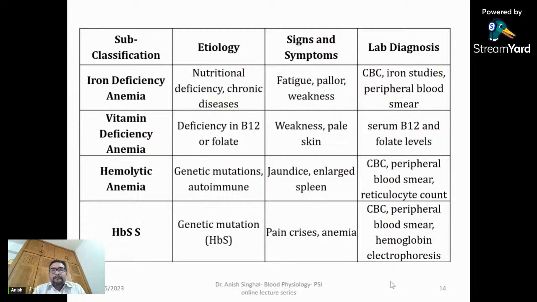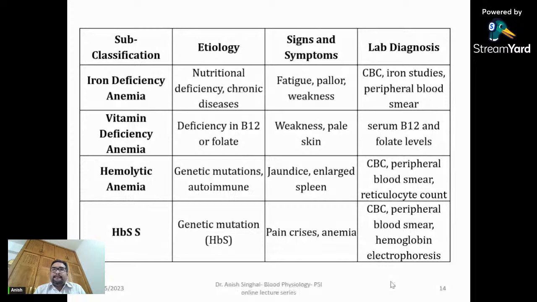So to look at certain things in depth, iron deficiency anemia, the most important cause is nutritional deficiency. We are a developing country. Many of the people do not have sufficient resources to have a balanced diet. So this nutritional deficiency causes you to take low iron in the diet, and this leads to the development of iron deficiency anemia. The signs and symptoms are absolutely typical.